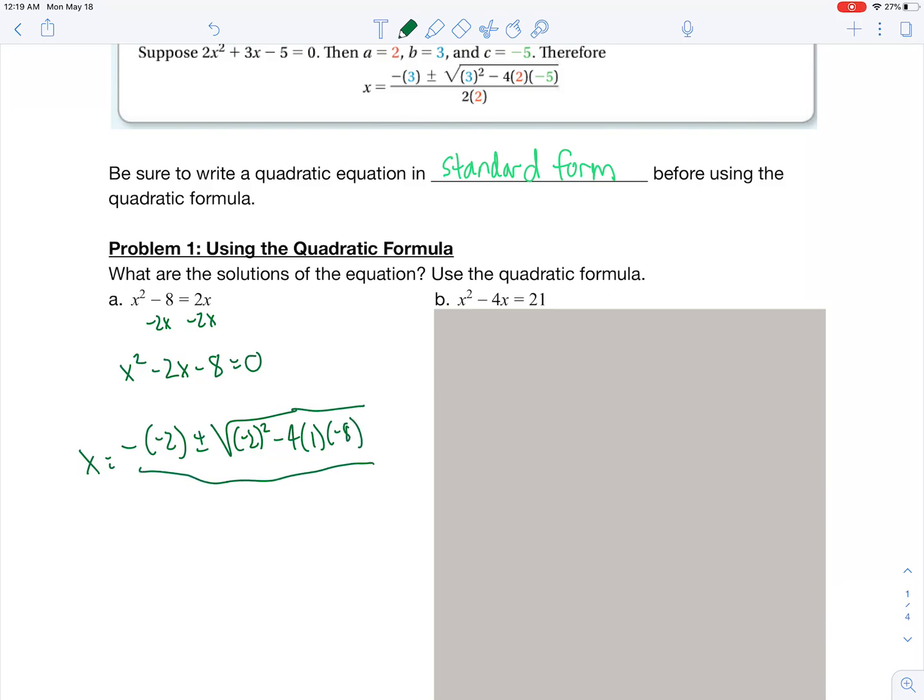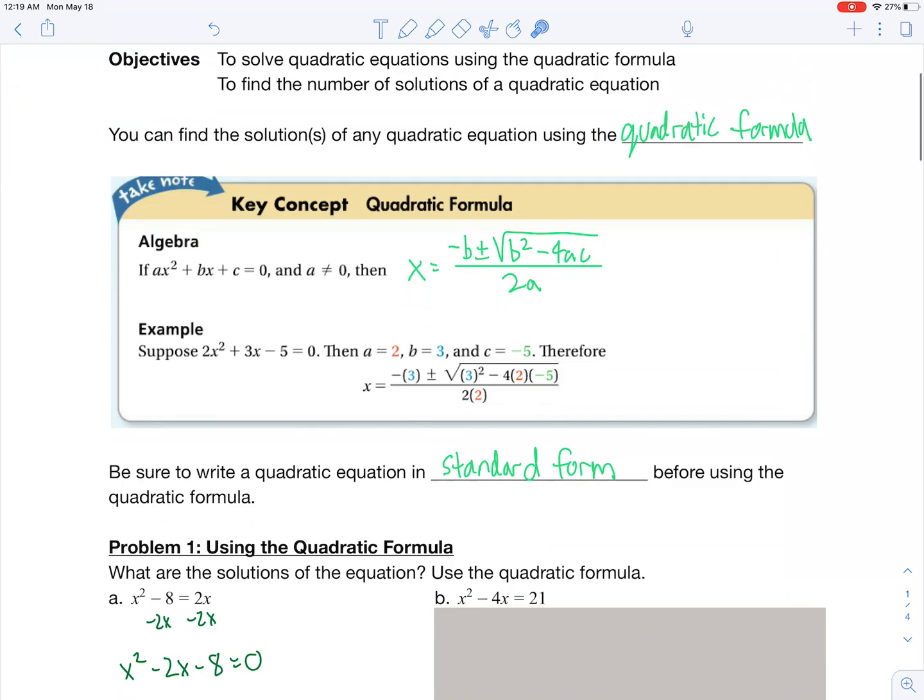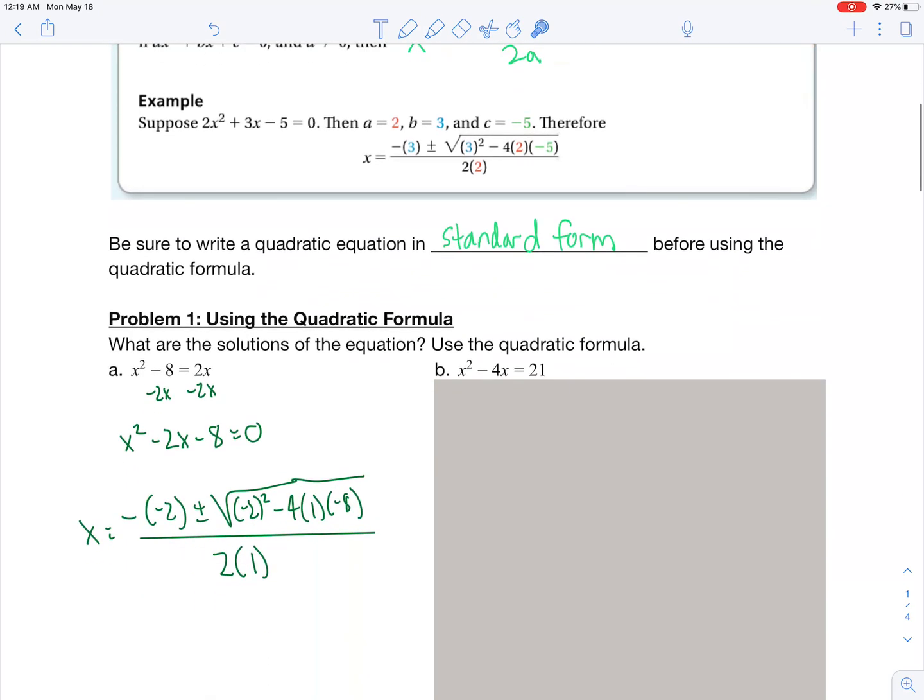Plugging into the formula for the bottom, all I have is 2 times a, so in this case that's 2 times 1. Again, all I'm doing is using the same formula. This would be one that you could write down at the start of your homework, just to remind yourself that it's not going to change. Taking a, b, and c and just plugging those parts in. A was 1, b was negative 2, and c was negative 8. So now we just have to simplify this.